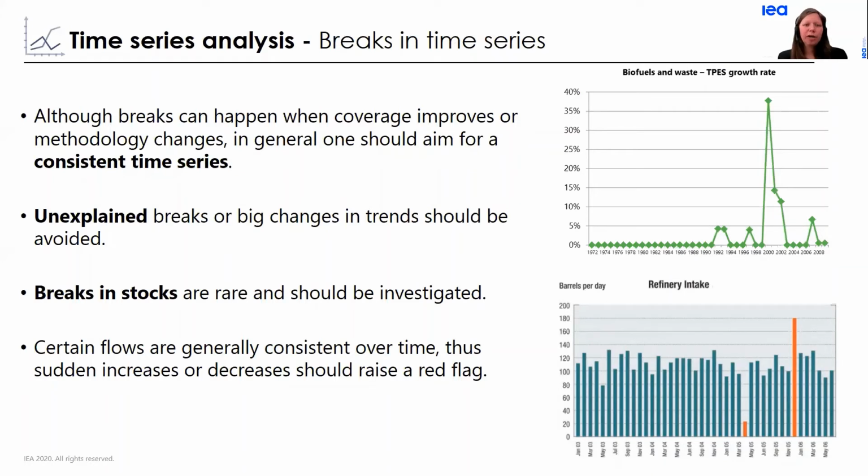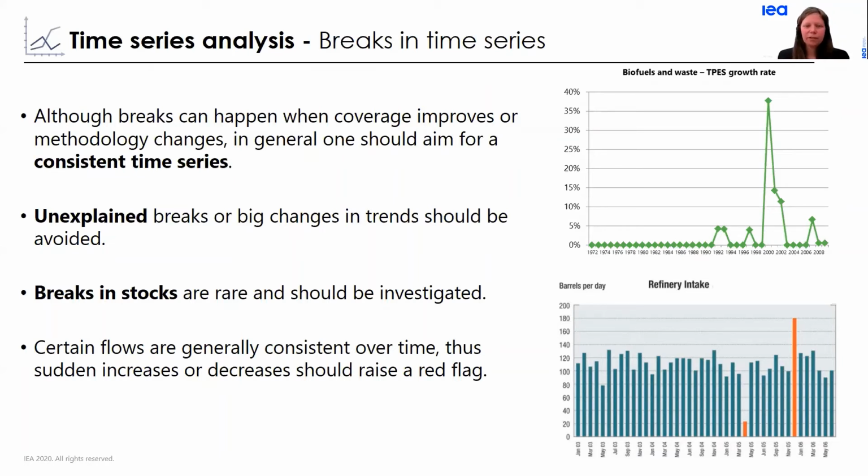Let's talk now about breaks in time series. They can happen when the coverage improves or the methodology changes, but in general, we would aim for a consistent time series. And each time you have an unexplained break or a big change in the trend, we would want to explain this. Breaks in stocks, for example, also are rare and should be investigated. And for certain flows, they are more consistent over time. And in these cases, sudden increases or decreases should raise a red flag.